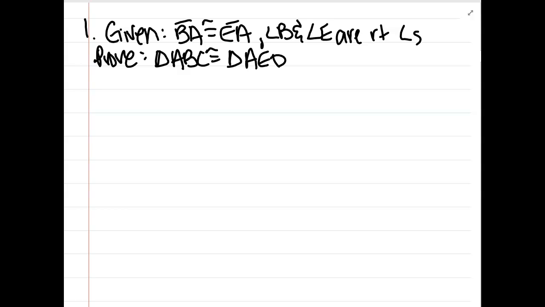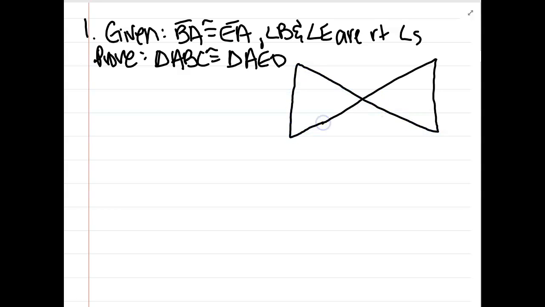Okay, then we've got our picture. So we've got one of the bow tie triangles. Remember, not drawn to scale. Okay. So we'll call the middle A. Bottom left is B. Top left is C, D, and E.